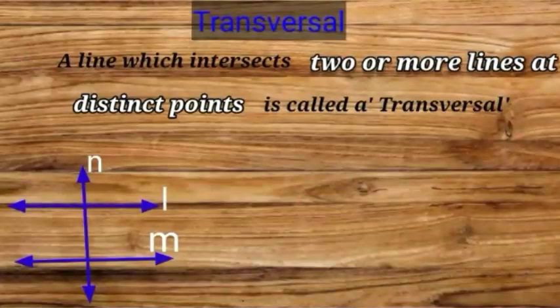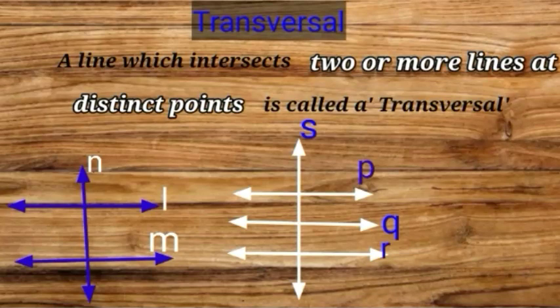Now we are going to discuss the topic of transversal. What is a transversal? A line which intersects two or more lines at distinct points is called a transversal. Now let us explain the same concept with the help of a few diagrams. Let's go with the first diagram. Here we have two lines L and M intersected by the third line, that is N, at two distinct points. Hence, N is a transversal to L and M.